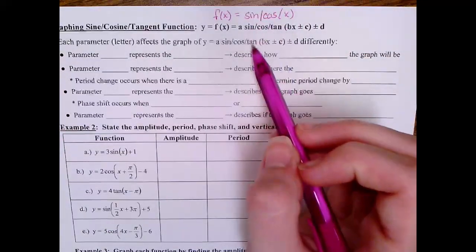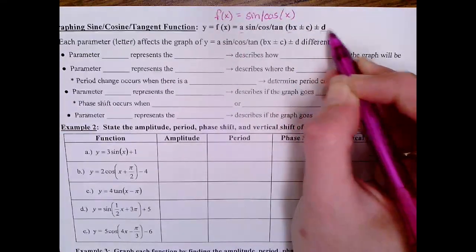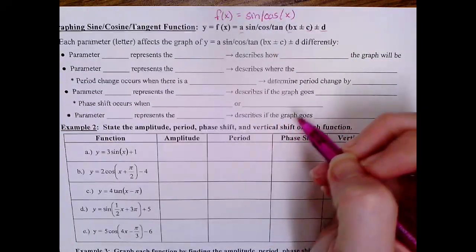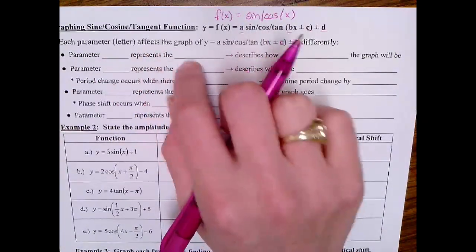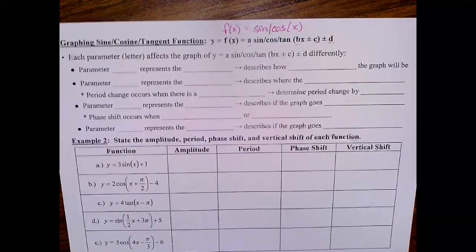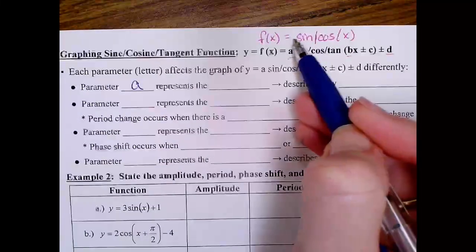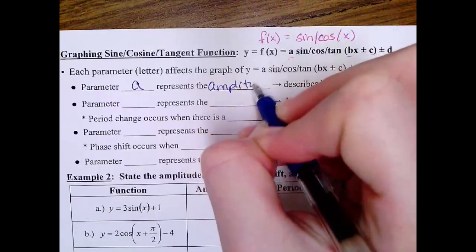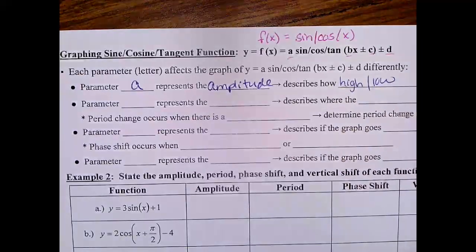So look at how this has changed down here. We've added on an a, b on the x, a plus minus c, and a plus minus d. And remember, all of those things cause a shift or something to happen and affect the graph. They're called parameters. The parameter or letter affects the graph differently. So we're going to talk about what they do. So parameter A, the one in the very front of the whole thing, it would be in front of the sine or cosine here. A represents the amplitude, which describes how high or low the graph will be.